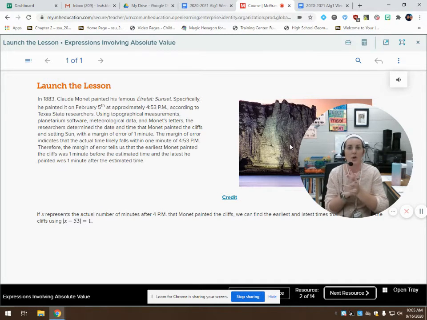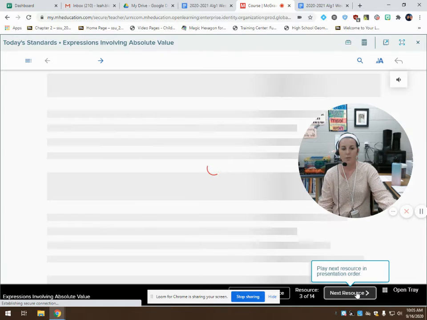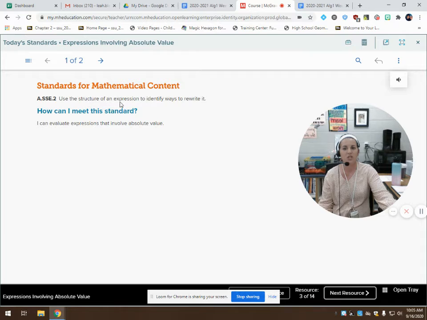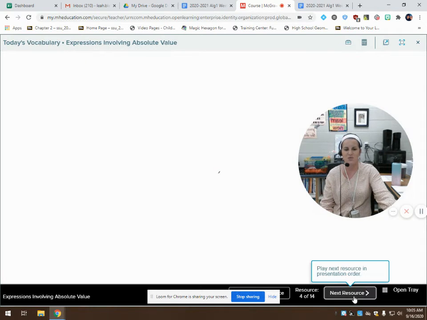Here we're talking about a margin of error of 1 minute. So that means it could be 1 minute to the right of 4:53, or it could be 1 minute to the left of 4:53. And we're going to look at some more problems involving this as we progress through the lesson. So today's standard is using the structure of an expression to identify ways to rewrite it. So we're going to learn to evaluate expressions that involve absolute value.